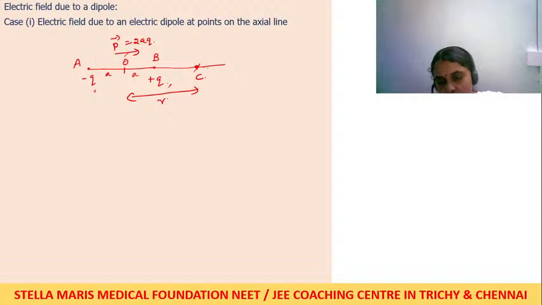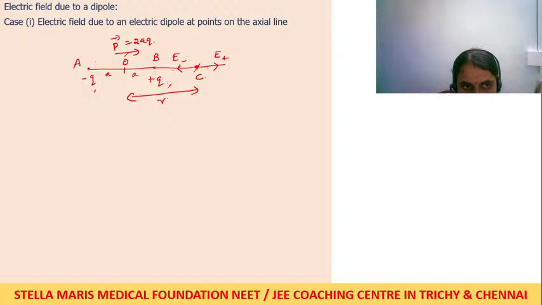Okay, so we have already seen the electric dipole will have the dipole moment of 2AQ, correct. So we have C here, the electric field will be, here it will have the positive electric field, and here it will have the negative electric field. Okay, because both are in the opposite direction, so it will have the positive electric field and the negative electric field.